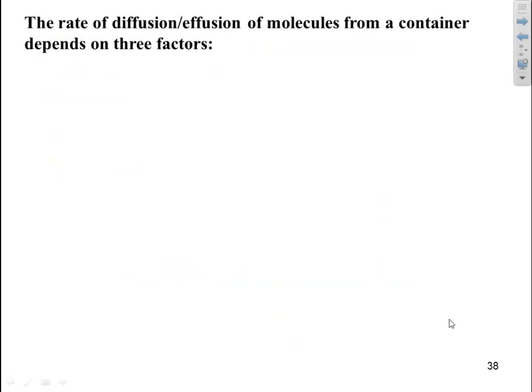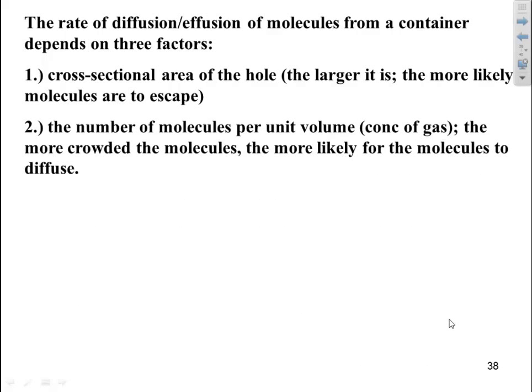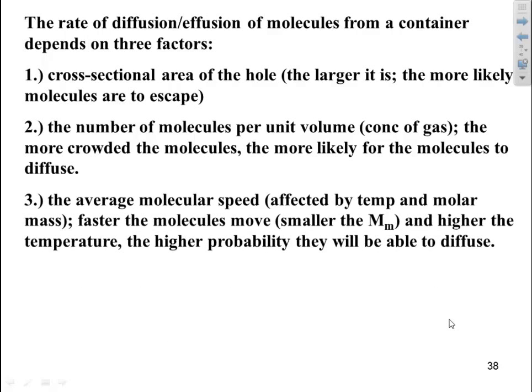The rate of diffusion and effusion of molecules from a container depends on 3 factors. First, the cross-sectional area of the hole. The larger it is, the more likely molecules are to escape. Second, the number of molecules per unit volume, meaning the concentration of the gas. The more crowded the molecules, the more likely for the molecules to diffuse. Third, the average molecular speed, affected by temperature and molar mass. The faster the molecules move, meaning the smaller the molar mass and higher the temperature, the higher the probability that they will be able to diffuse.